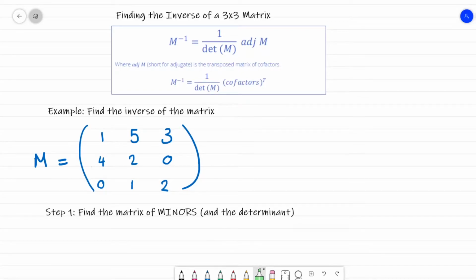Hi guys, here we're looking at the inverse of a 3 by 3 matrix. The formula is at the top of the screen. You can see it up here. Oops, that's not the highlighter. Let's grab that.